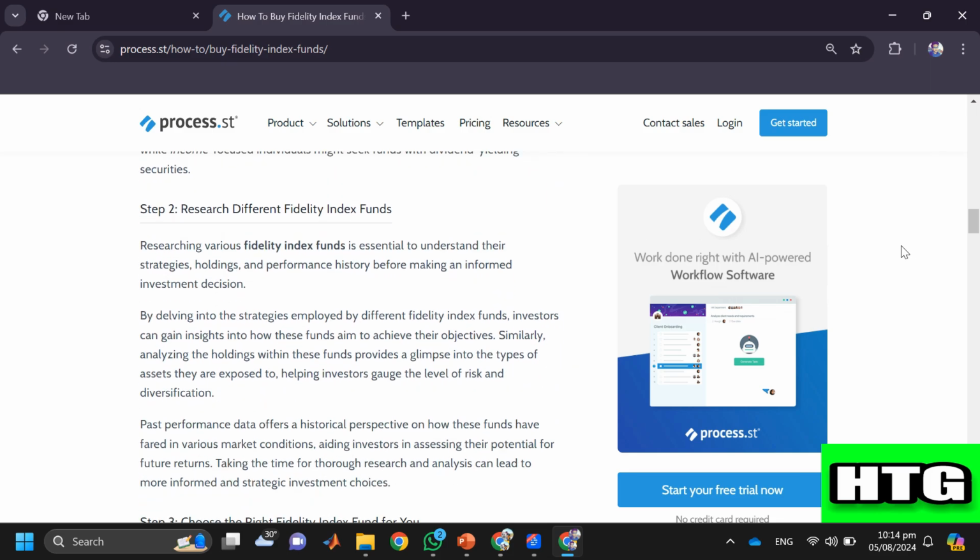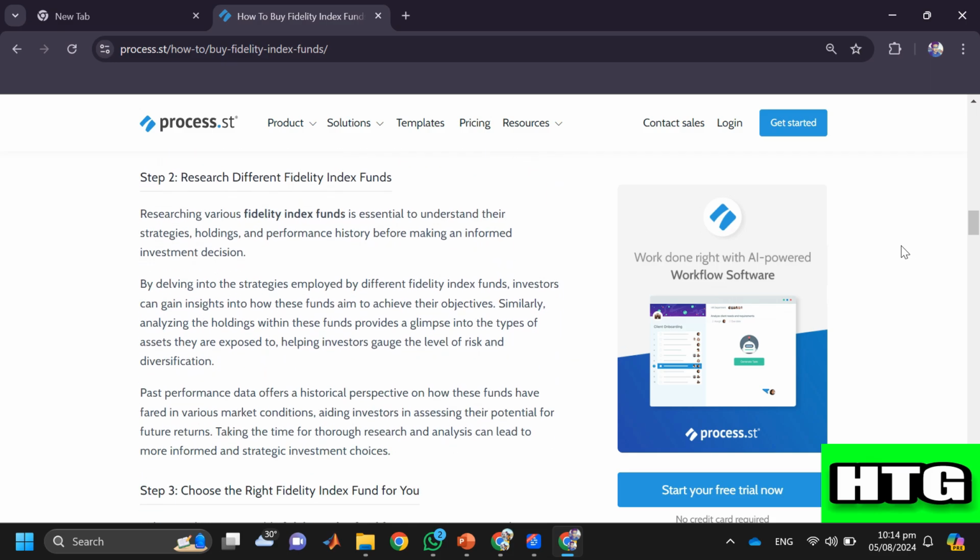Step 2, research different Fidelity index funds. Researching various Fidelity index funds is essential to understand their strategies, holdings, and performance history before making an informed investment decision. By delving into the strategies employed by different Fidelity index funds, investors can gain insights into how these funds aim to achieve their objectives.